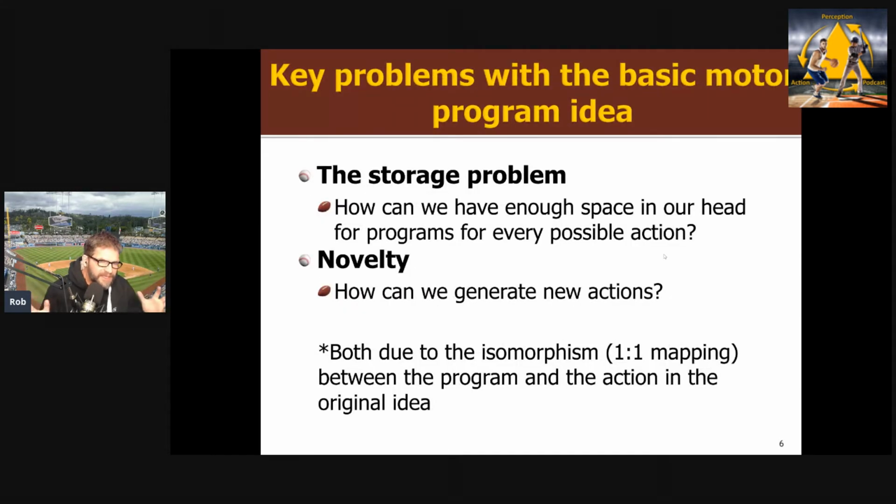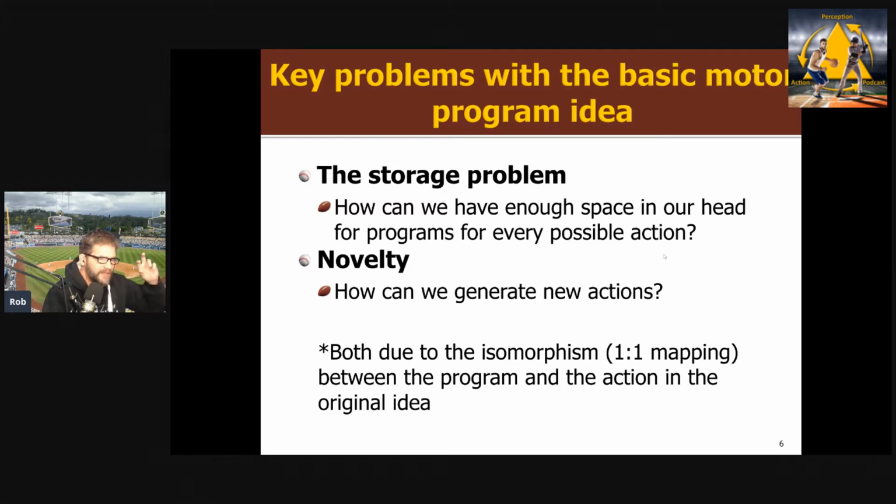So as I said, the basic idea of the motor program was around for a long time. This idea that we had a stored set of muscle commands to produce a movement. Schmidt identified, and a lot of people were aware of this, a few problems with this, but there were two main ones. One was the storage problem, right? Both of these, as I say at the bottom, are the result of the original idea of there being a one-to-one mapping between the program and the action, right? So I'd have a motor program for jumping, for walking, for running, for skipping, right?